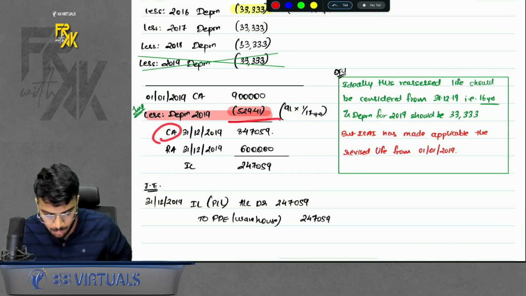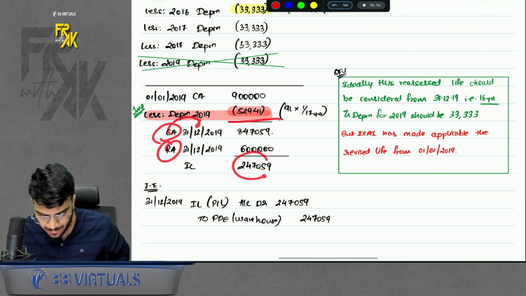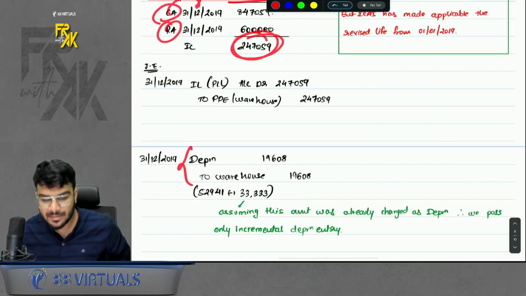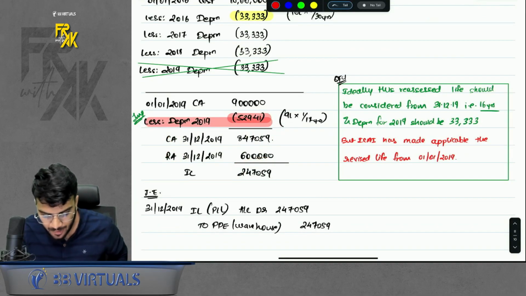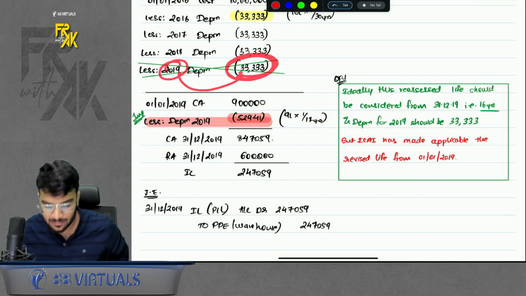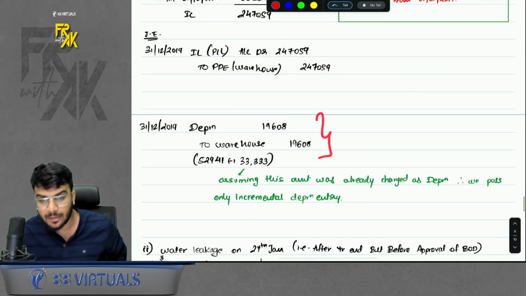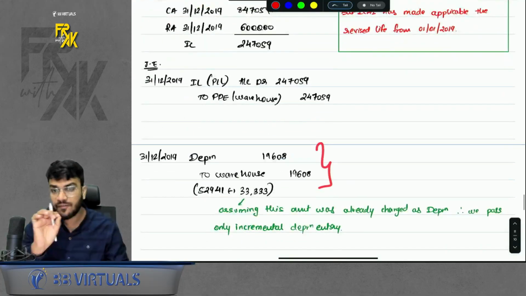Then we get the carrying amount on 31st December 19 and compare with recoverable. We pass the entry for impairment loss. Also, we will pass an entry for depreciation. In this question, they assume that they have passed the depreciation of 2019 incorrectly at 33,333. But the right amount should have been 5941. So they pass the incremental depreciation. Okay. So this is the first part of the question.